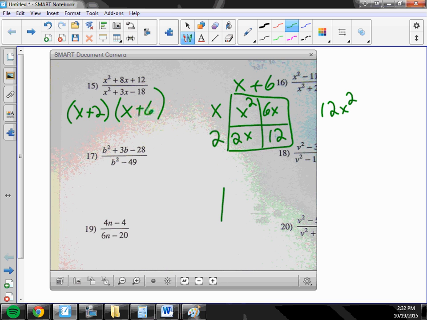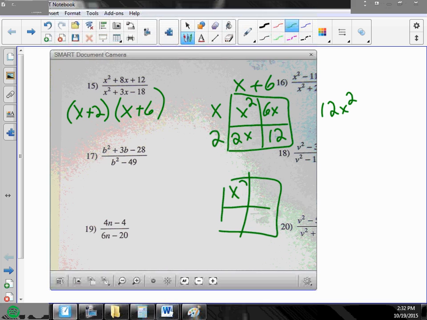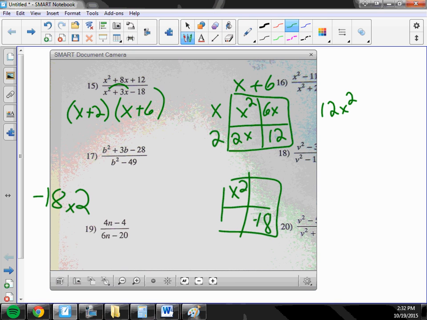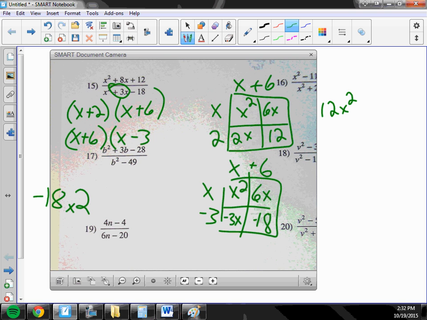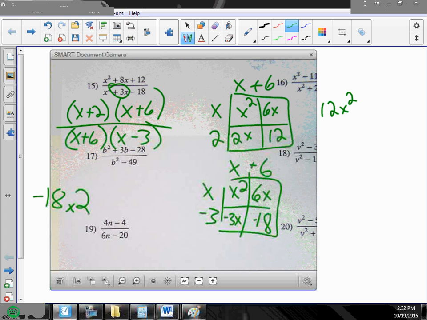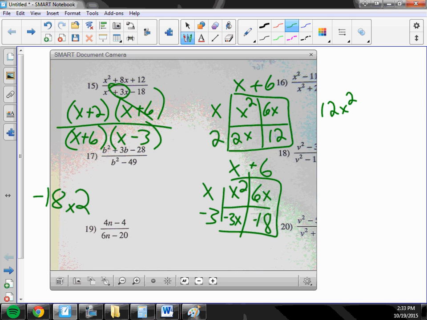For the denominator, I need to draw a new box, x squared and negative 18. Multiply those together, negative 18x squared. Are there factors of negative 18 that add to be 3? 6 and negative 3. So 6x and negative 3x, x plus 6 and x minus 3. Does anything divide out? The x plus 6's do. So my answer is x plus 2 over x plus 3.